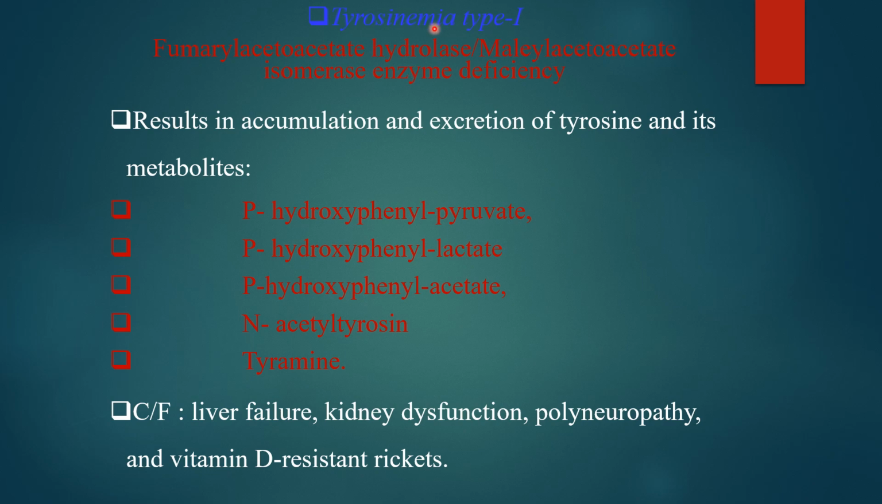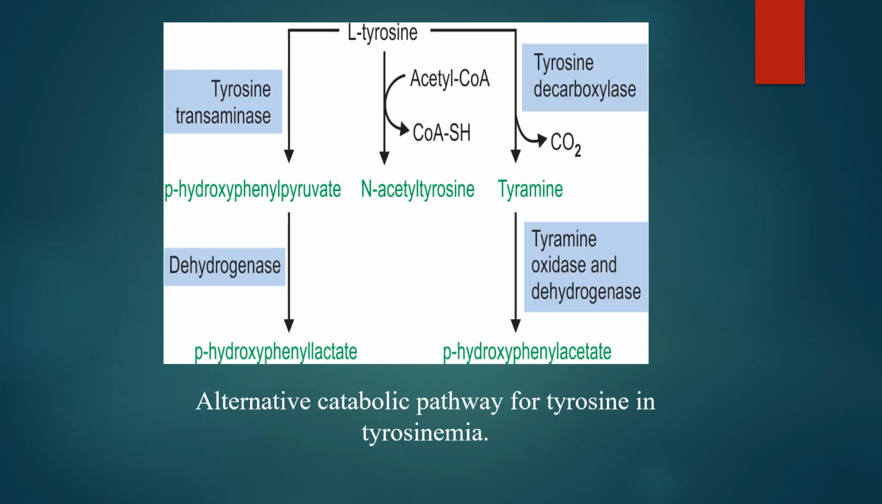Then tyrosinemia type 1. This is due to the deficiency of fumarylacetoacetate hydrolase or maleylacetoacetate isomerase enzyme. It results in accumulation and excretion of tyrosine and its metabolites. These are the various metabolites of tyrosine: para-hydroxyphenylpyruvate, para-hydroxyphenyllactate, para-hydroxyphenylacetate, N-acetyltyrosine, and tyramine. Clinical features are liver failure, kidney dysfunction, polyneuropathy, and vitamin D resistance rickets.